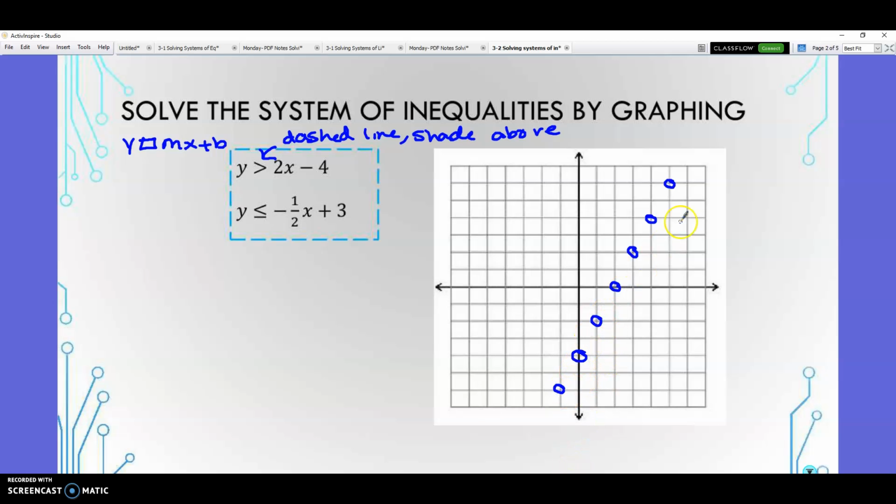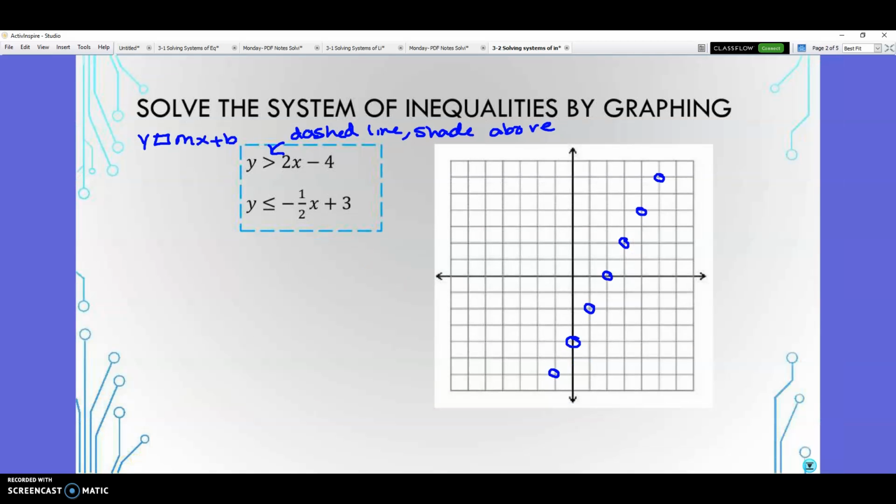Okay, so I put open circles because it's just greater than. It can't be equal to these points. So it's like that, and then I'm going to draw a dashed line between all of these points. Okay, so there we are.